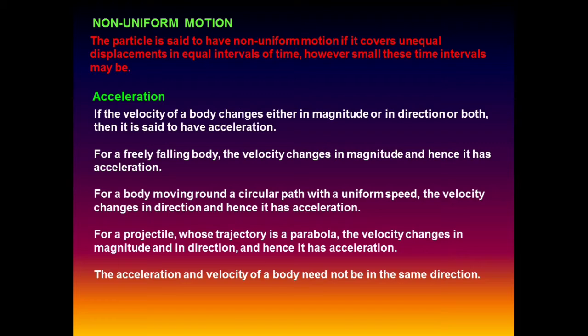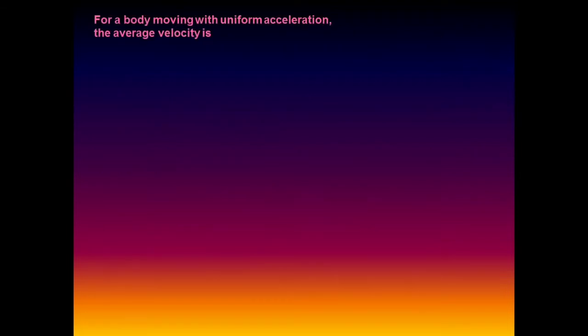The acceleration and the velocity of the body need not be in the same direction, right? For example, we can take a body thrown vertically upward. For a body moving with uniform acceleration, the average velocity is what? V average, which is equal to (u vector plus v vector) by 2.